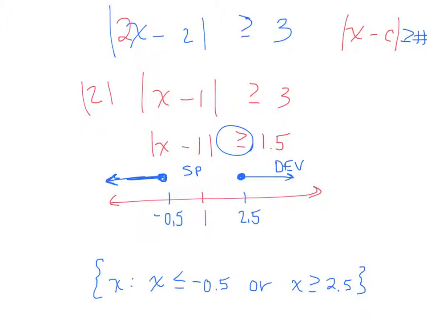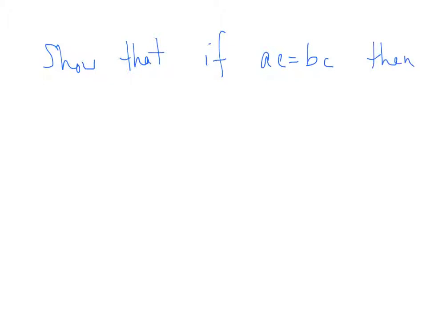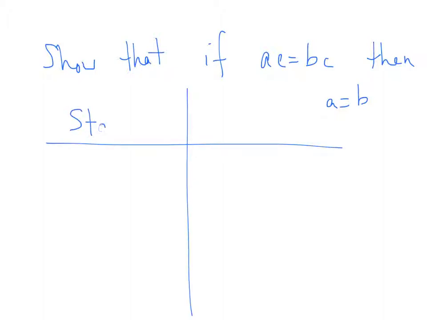Kind of an example for 2.6 and 2.7 to look at. Let's say: show that if AC equals BC, then A equals B. Okay, that would be the statement that's the beginning. I would give you a bunch of statements, and you'd have to fill in the reasons for it.